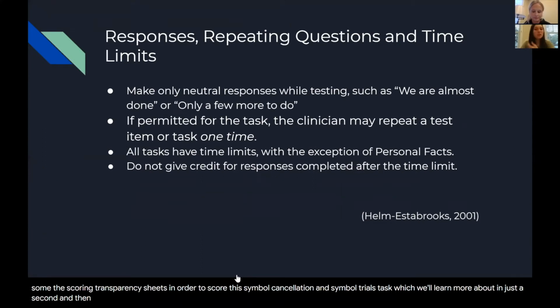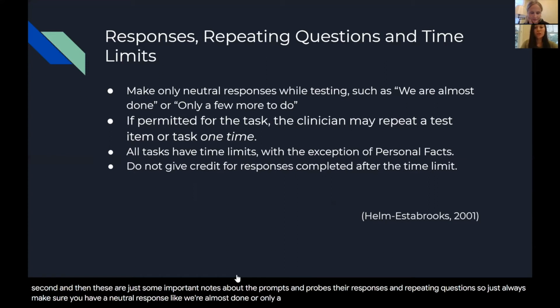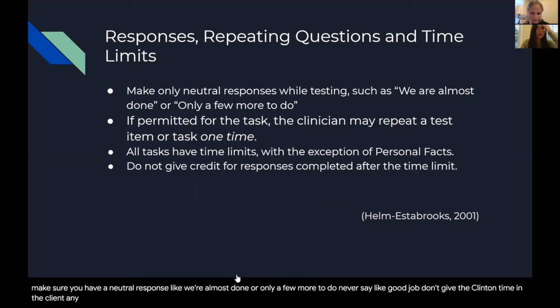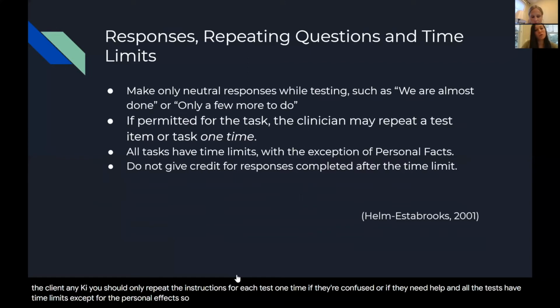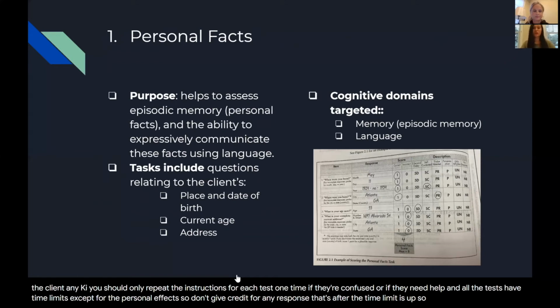And then these are just some important notes about the prompts and probes, the responses, and repeating questions. So just always make sure you have a neutral response, like we're almost done, or only a few more to do. Never say good job. Don't give the client any identifying factor that they're doing okay. You should only repeat the instructions for each test one time if they're confused or if they need help. And all the tests have time limits except for the personal facts, so don't give credit for any response that's after the time limit is up. So Madeline's going to go through the first 5 with us.